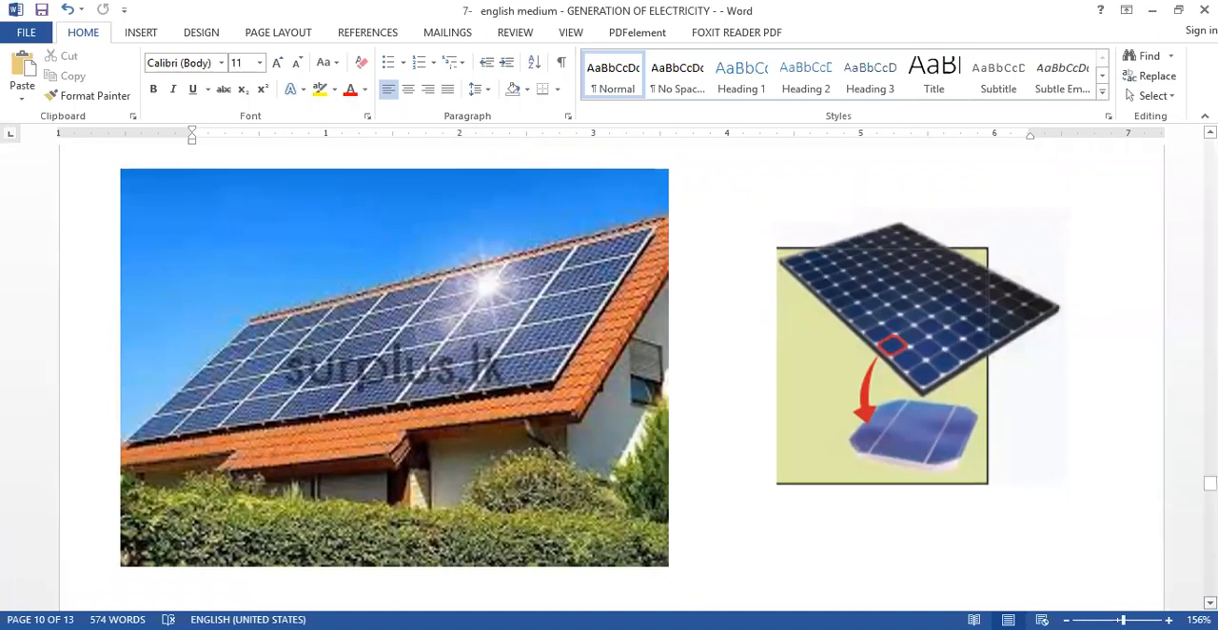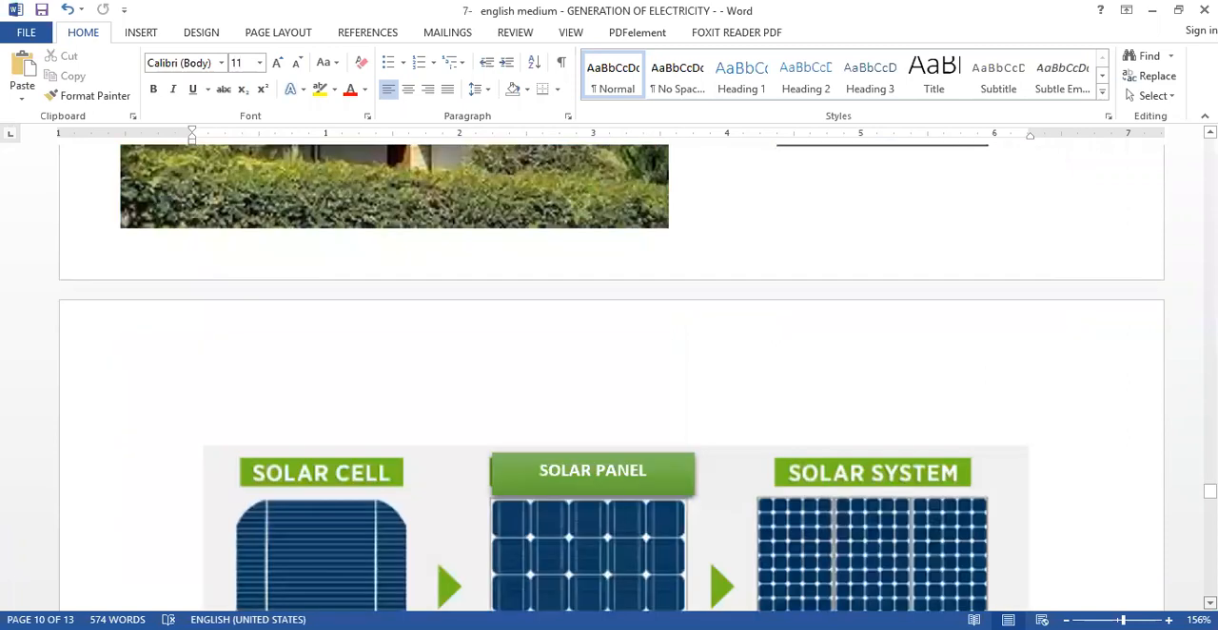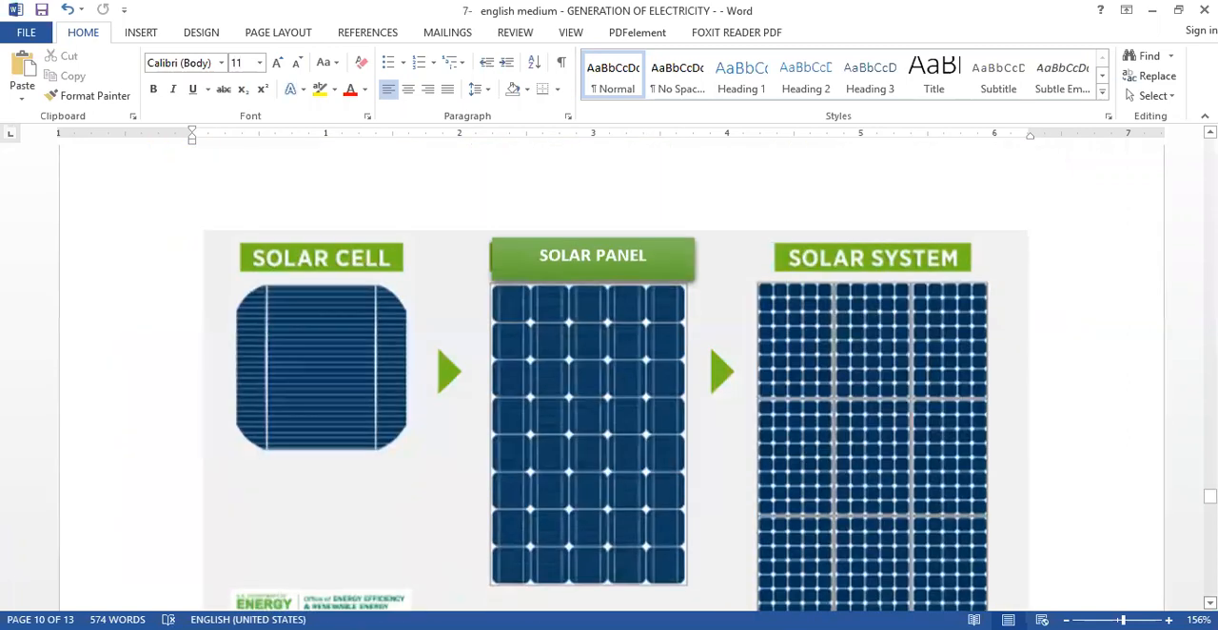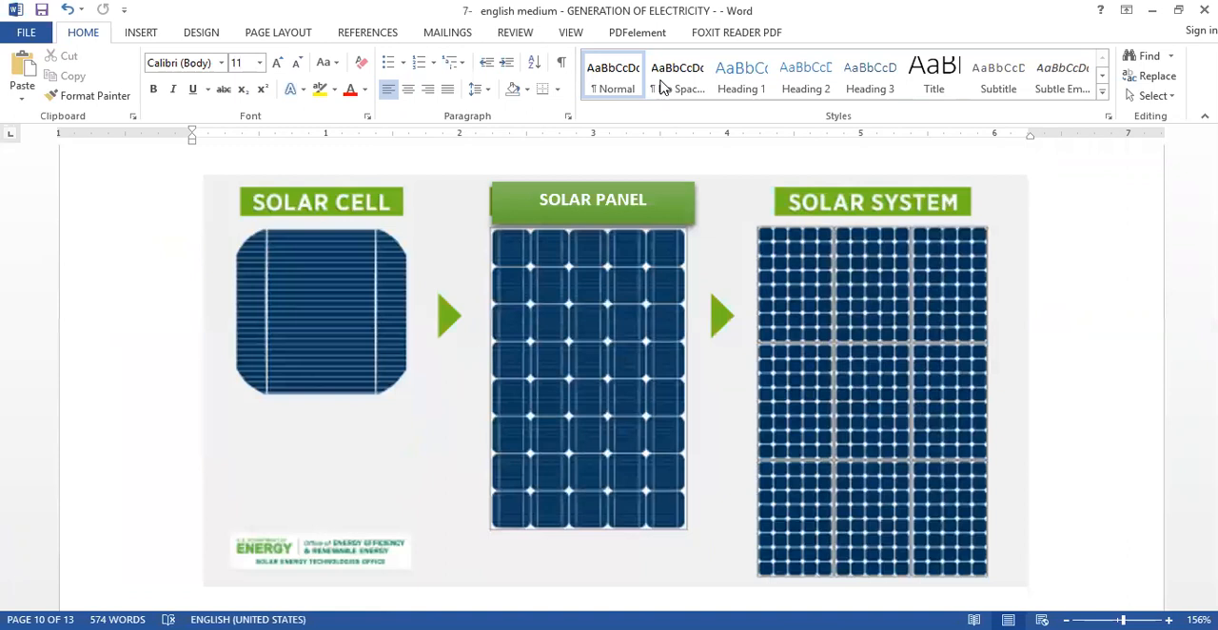Okay, so see here. Now this is the picture. You can see everything very clearly, which I have taken from outside sources. This one cell is what? Solar cell.